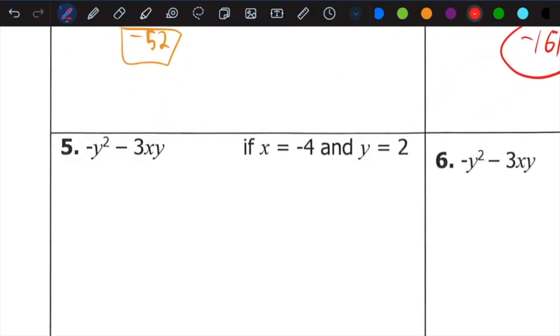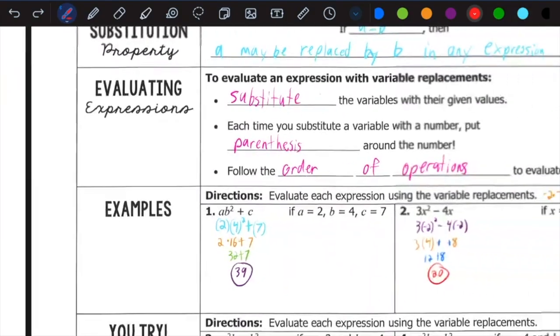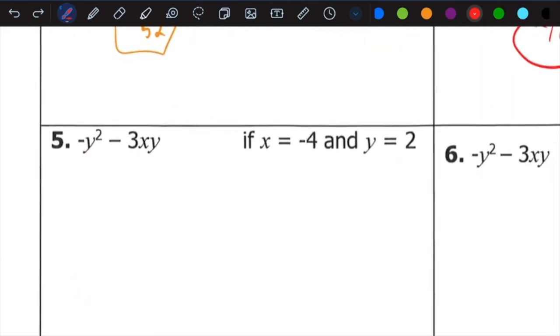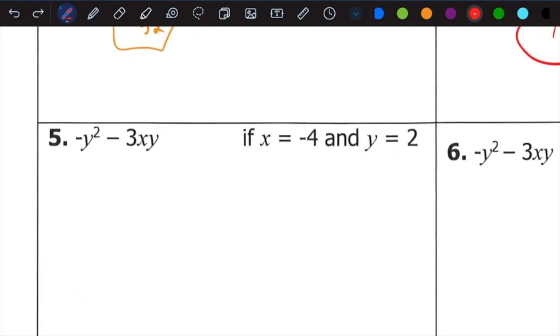Number 5, -y squared minus 3xy. So this negative is unique. This negative is outside the y squared, meaning we're going to have negative, then whatever y is, and square it. So regardless of what happens here, we're going to end up having a negative result from that part because the negative happens outside the parentheses.